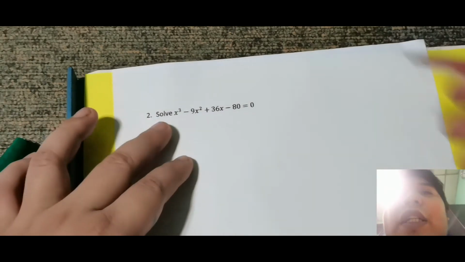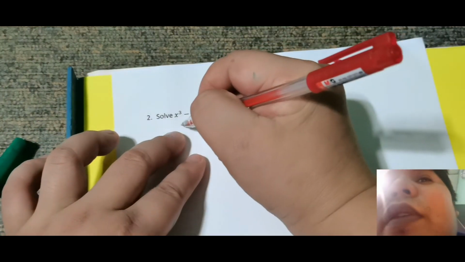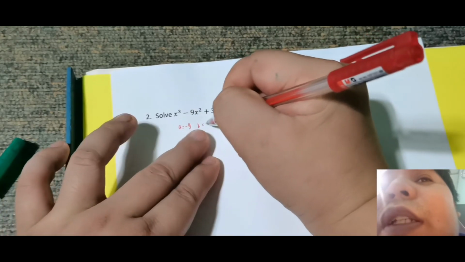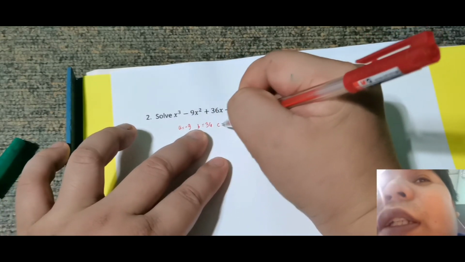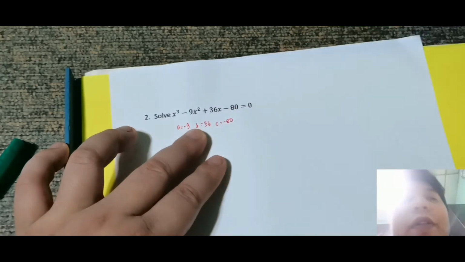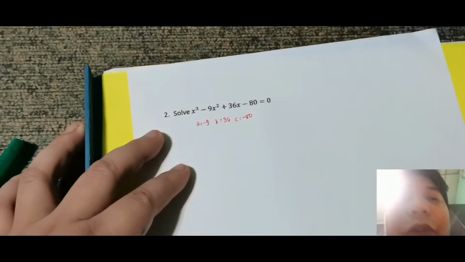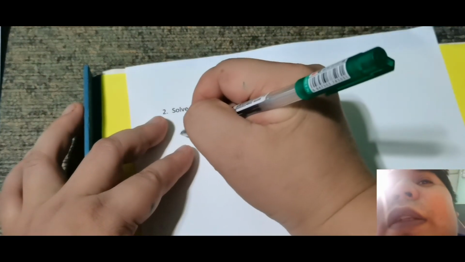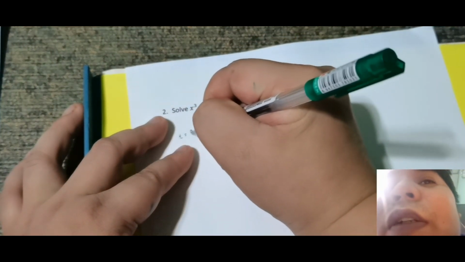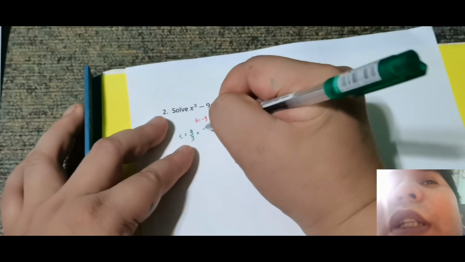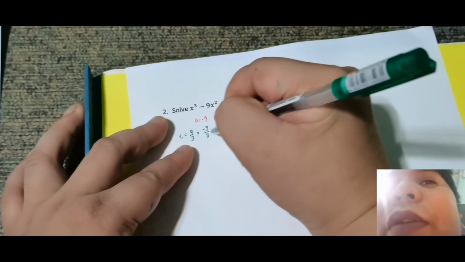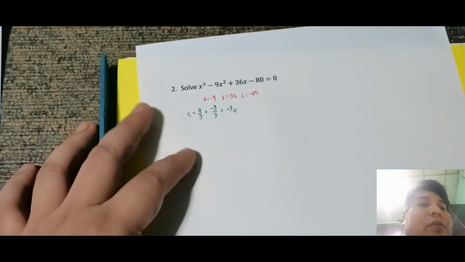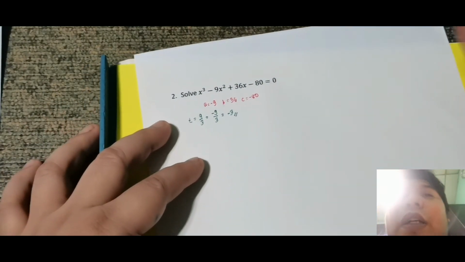Okay, so in this case, identify natin yung A. A is equal to negative 9, B is 36, C is negative 80. Okay, first is we need to solve for T. So what is the value of T? T is equal to A over 3, which is equal to negative 9 over 3, which is equal to negative 3. Okay, then we need to solve for the value of P and Q.